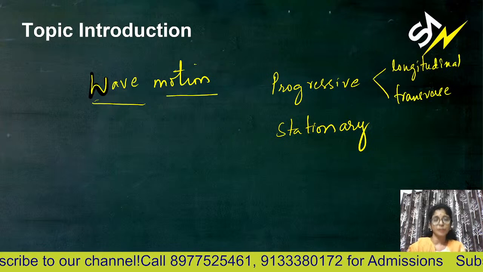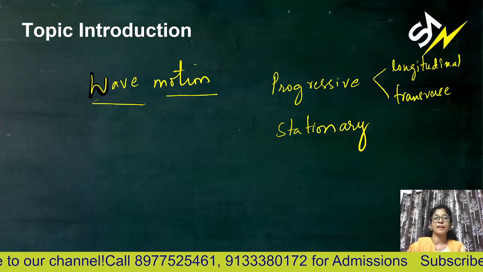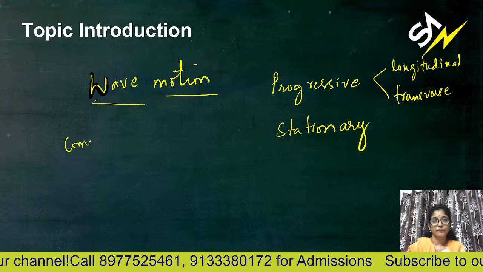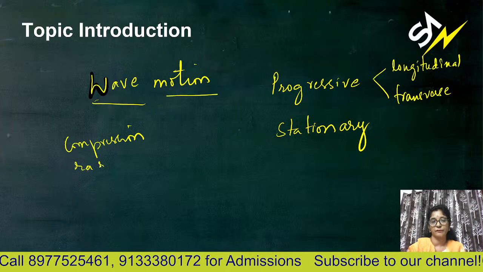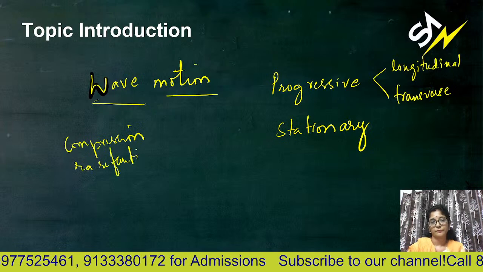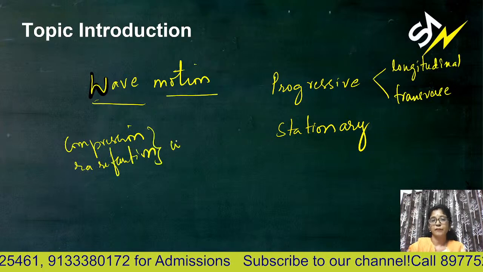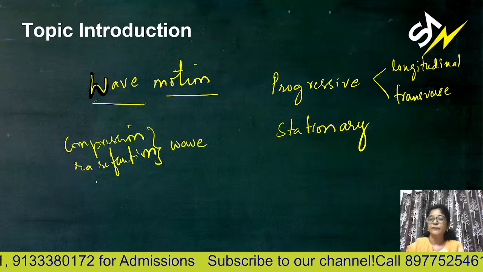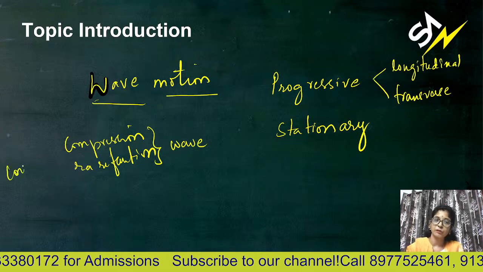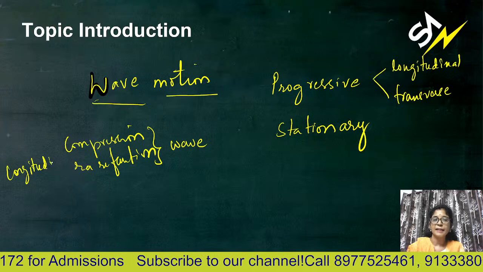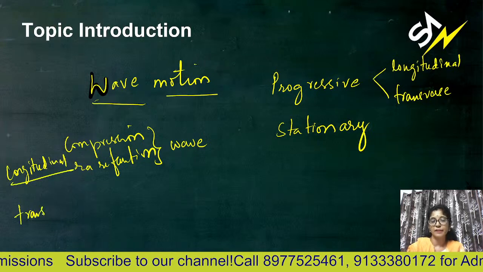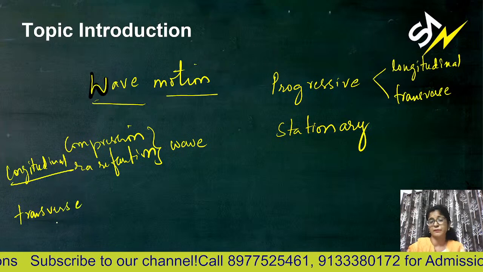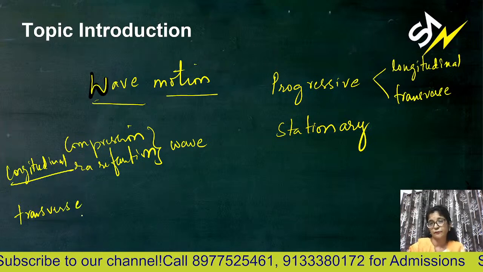In a longitudinal wave, one compression and one rarefaction will give you one complete wave. This is about longitudinal waves. Whereas transverse waves are those waves in which crests and troughs are formed.